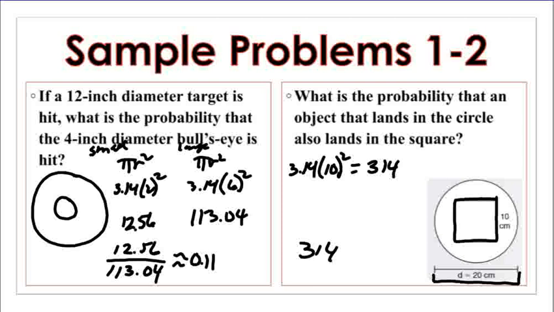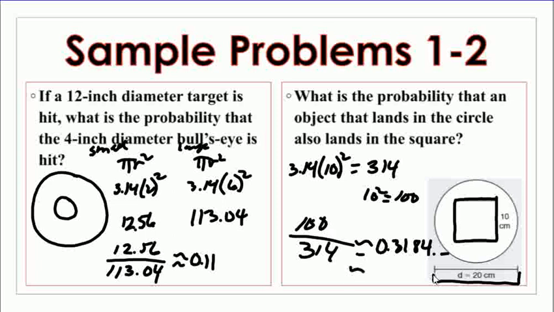So that's our denominator. So that's the whole area of the whole thing. The area of the square is 10 by 10. So 10 squared equals 100. So we have 100 divided by 314. This will give us an answer of 0.3184 and so on. So we would round it to 2 decimal places, so 0.32. That would be the probability of landing in the circle, but also in the square as well.